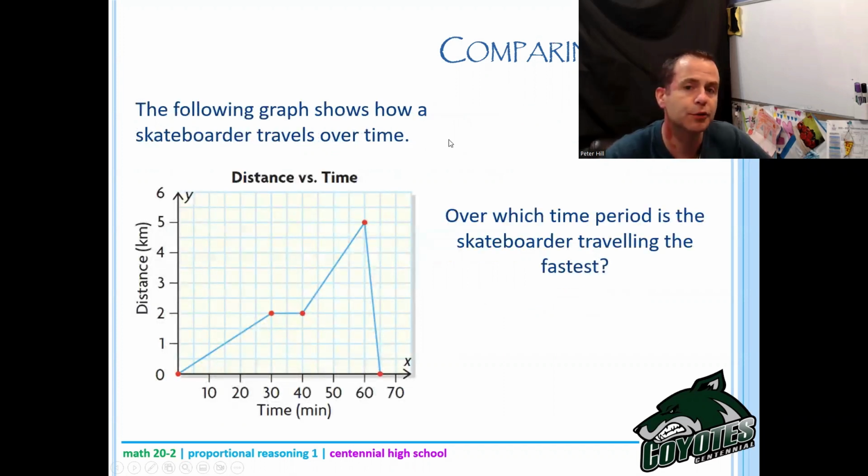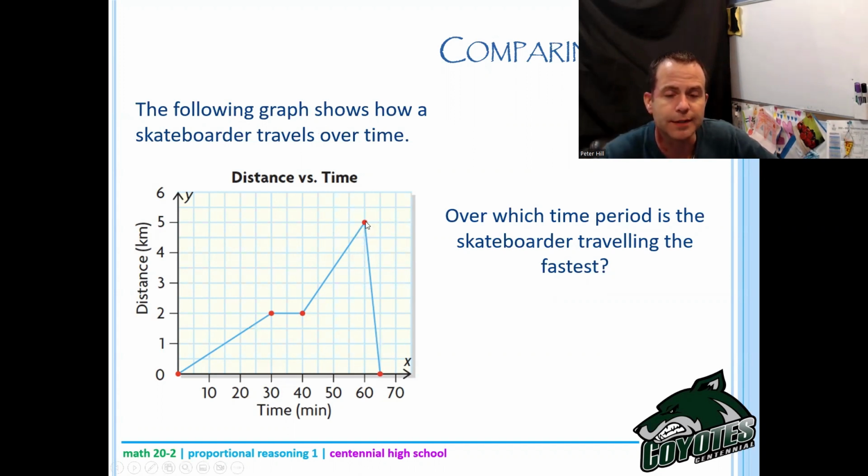The following graph shows how a skateboarder travels over time. Over which time period is a skateboarder traveling the fastest? If you're traveling the fastest, just think about this logically for a sec, you'd be covering the most distance in the least amount of time. So visually, we would be looking for the steepest slope. It doesn't matter which direction we're going right now, it would just be the steepest slope. Well, that's this one right here.